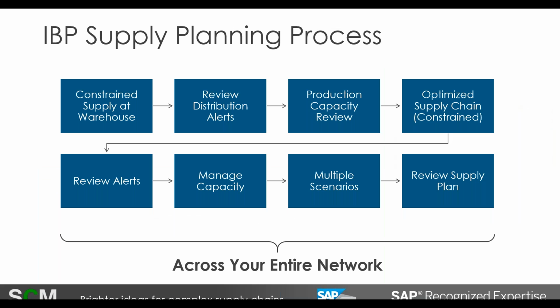Next is going to be the planning process. So we're going to work through some of this, mostly constrained supplies in the production capacity. And so this entire flow across the network, we're going to focus on alerts and capacity. Basically, where do you have issues in your network that might be preventing you from serving your customers efficiently and profitably?